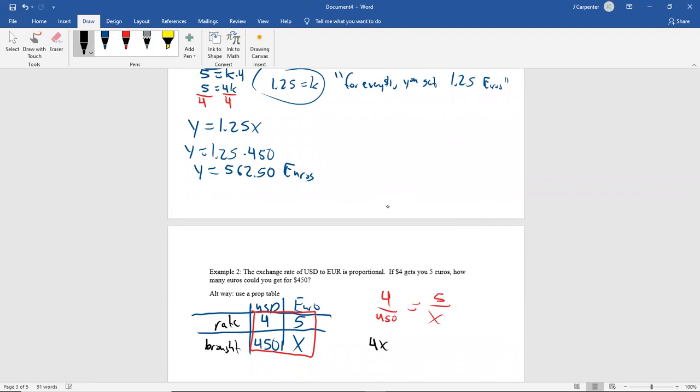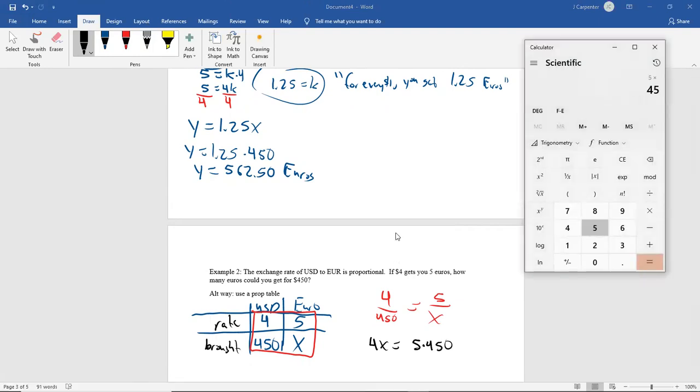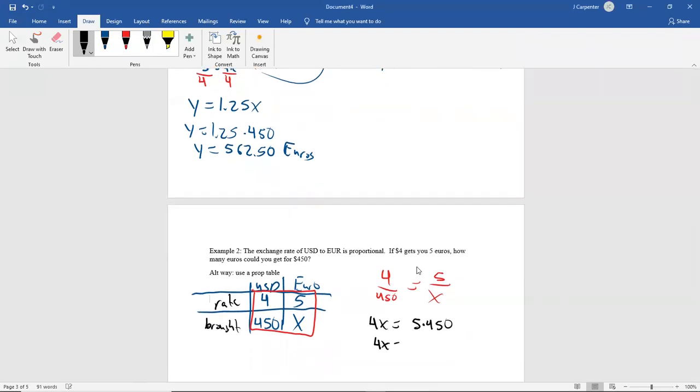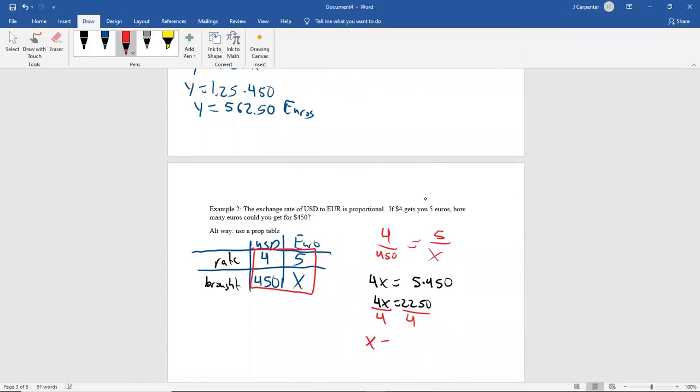You're going to cross multiply. You're going to get 4x is equal to 5 times 450. If you do 5 times 50, you'll get 2250. So you get 4x is equal to 2250. You'll divide both sides by 4. When you put that in your calculator, divide by 4. Look at that. You get 562.5. The same exact answer. How can you tell what units it is? X was here. That is in euros. Same answer.